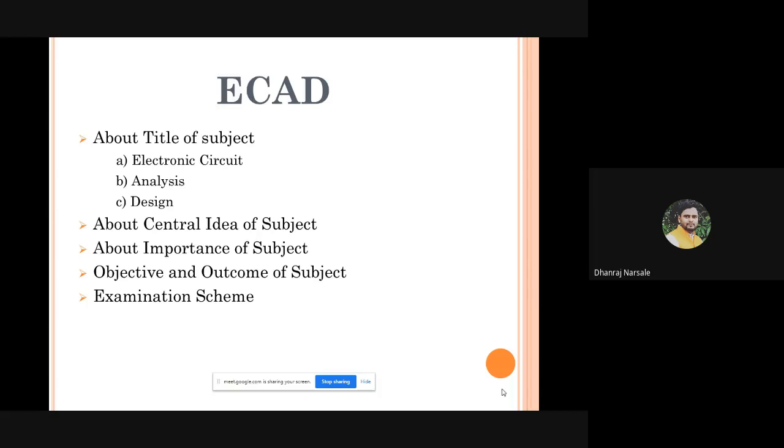Then power amplifier, we are going to see the different types of power amplifier: class A power amplifier, class B power amplifier, class C amplifier, class AB amplifier.